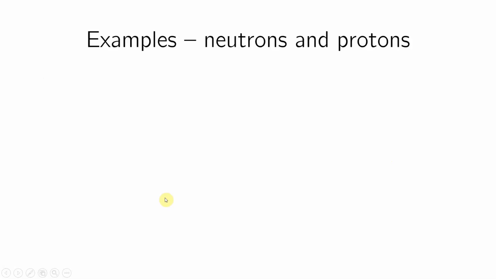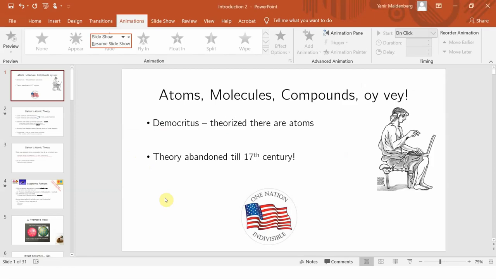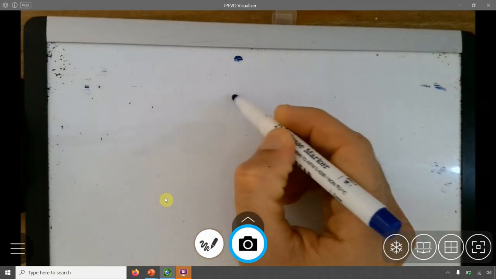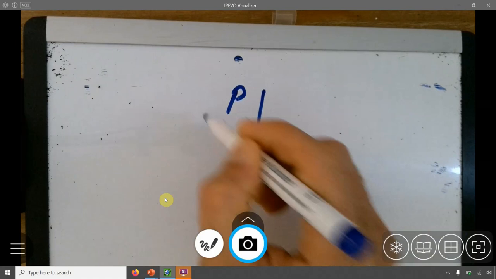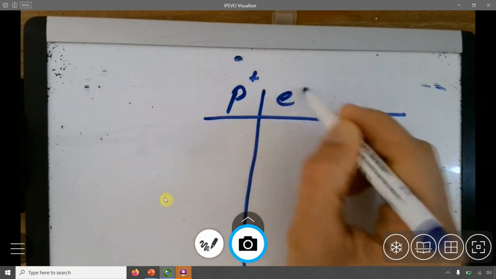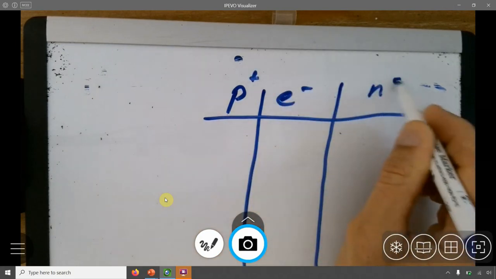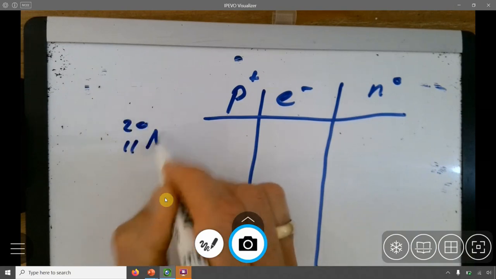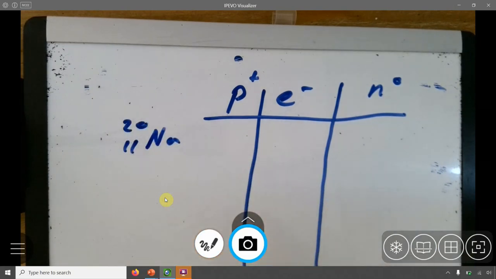Okay. So let's look quickly at an example of me giving you atomic masses and stuff like that, and you trying to figure out how many protons, electrons, and neutrons we have. So determine numbers of protons, electrons, and neutrons for the following. For sodium 20, okay, this is my mass number. This is my atomic number.